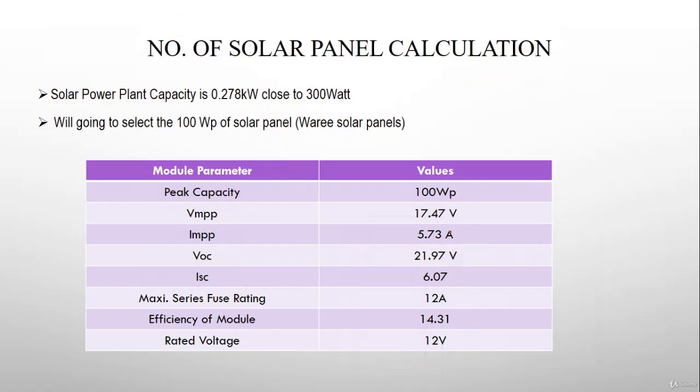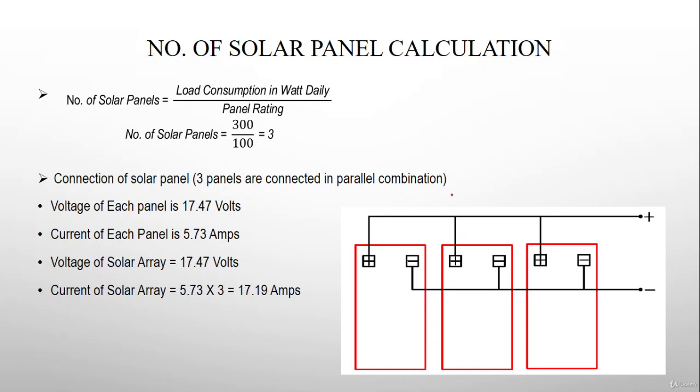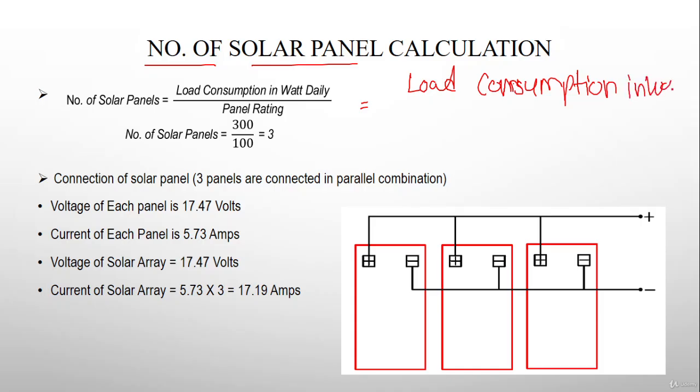So once we have selected the solar panel, the next procedure is to calculate the number of solar panels. So how can we calculate the number of solar panels? The formula is based on the daily load consumption the corresponding consumer will have. Basically, whatever the solar power plant capacity will be, we can choose that, the capacity of the solar power plant that we have to install on the consumer rooftop area, and we convert it in terms of watt.